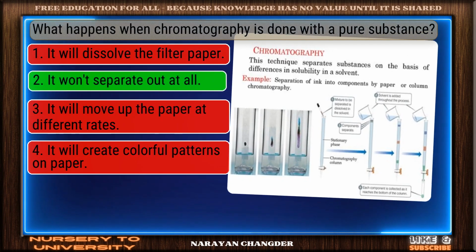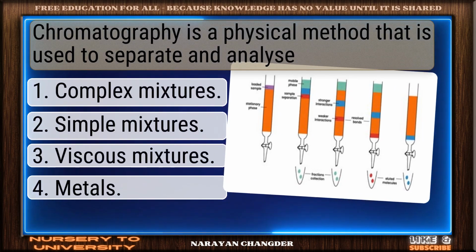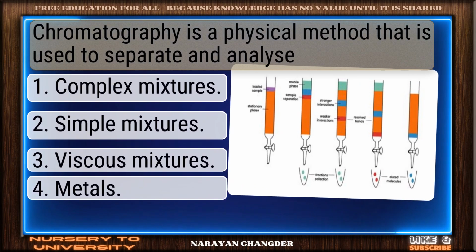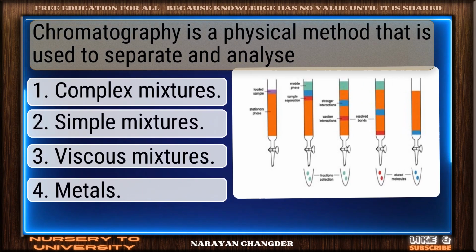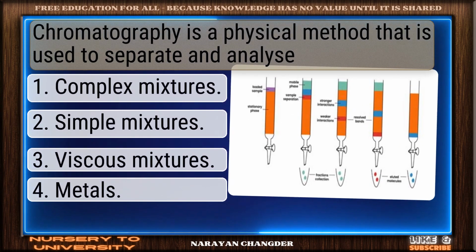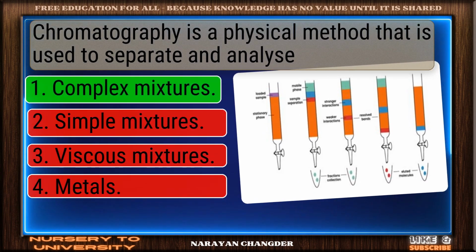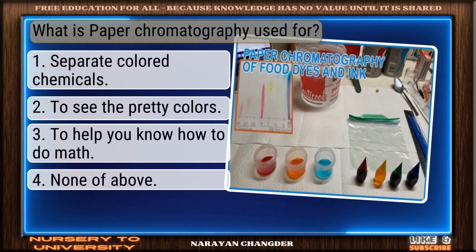Exactly, it won't separate out at all. Chromatography is a physical method that is used to separate and analyze Option 1, complex mixtures. Option 2, simple mixtures. Option 3, viscous mixtures. Option 4, metals. That's it, complex mixtures. What is paper chromatography used for?